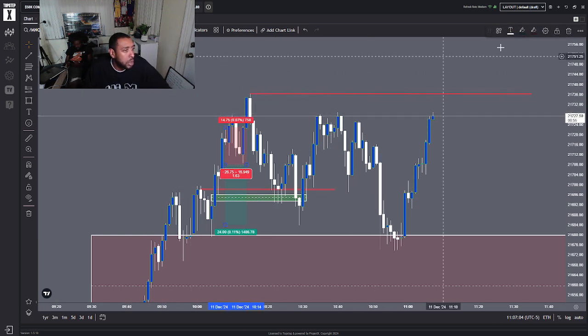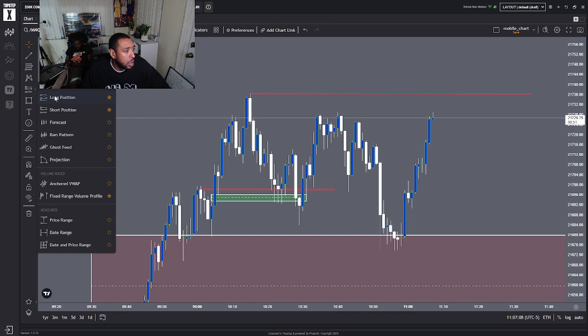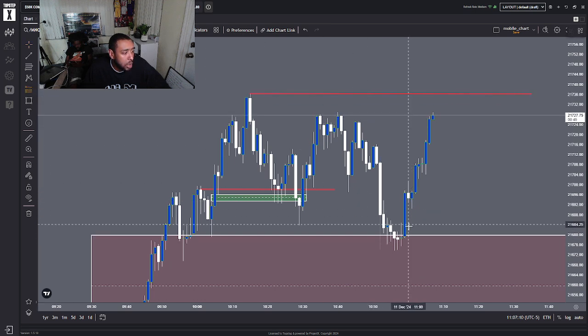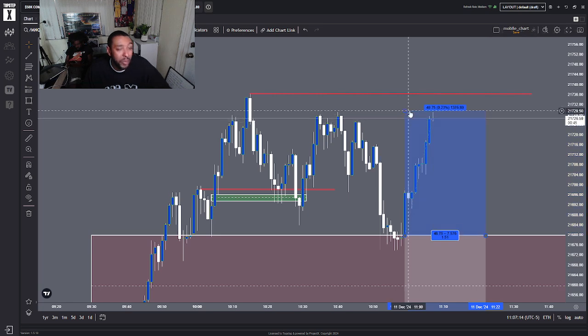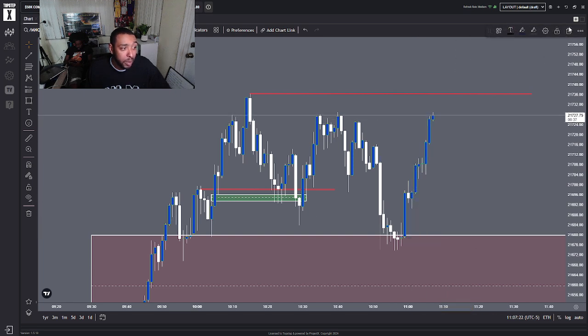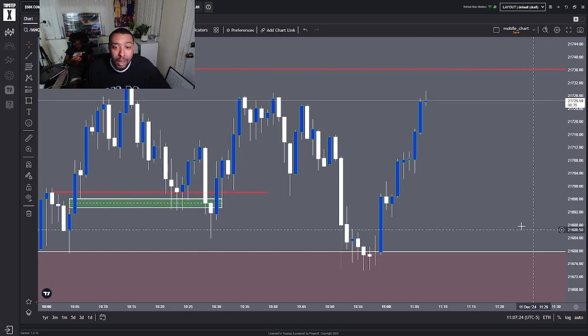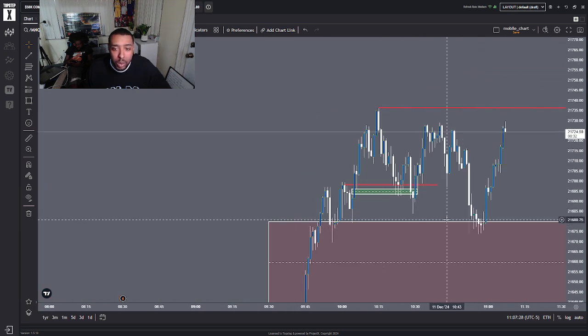Let's see. Damn, that just went 50 points from that one bounce off the 15-minute bullish fair value gap. It just bounced 50 points straight up. So good thing we took some.